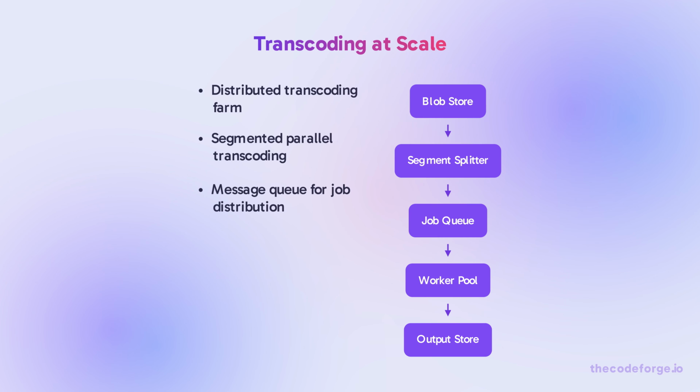Once a video is stored, it must be transcoded into dozens of formats. YouTube splits the video into short segments, e.g., 6-second GOPs, transcodes them in parallel across a pool of workers, then merges the outputs. This is mandatory for large videos to avoid hours of serial processing.